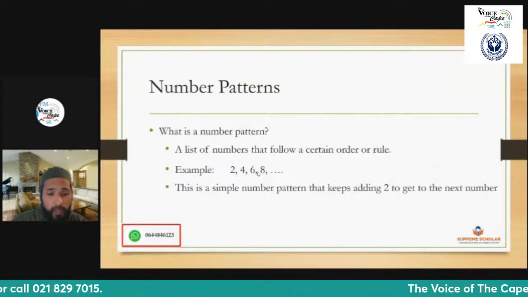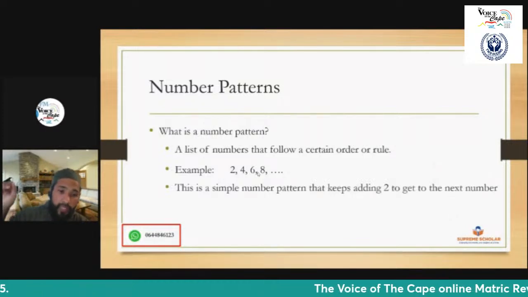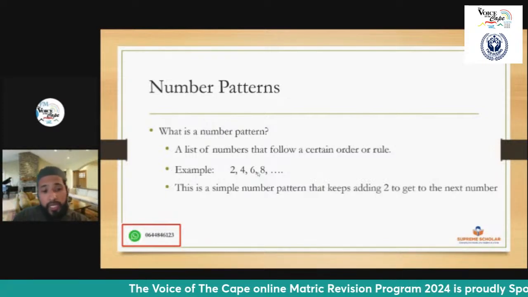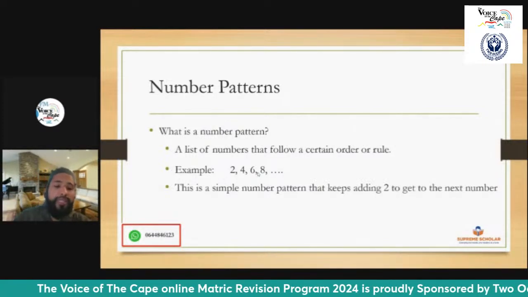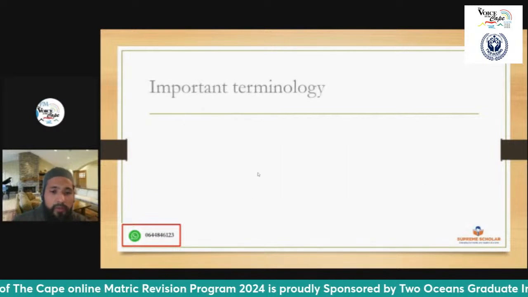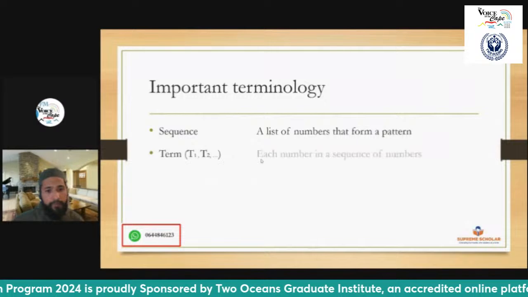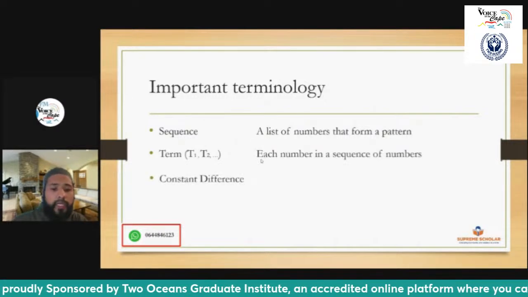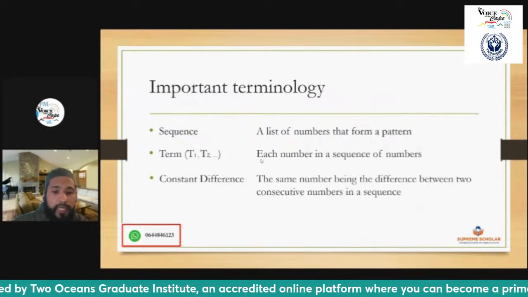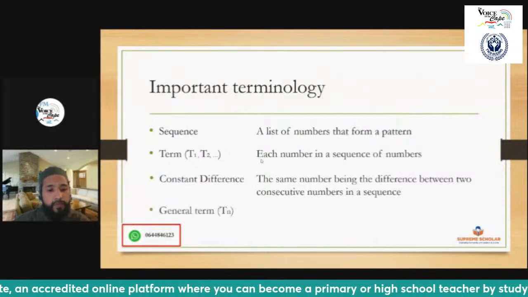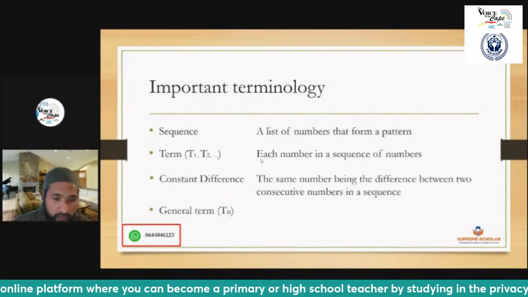When we say constant difference, we simply mean if you take the second term and subtract the first term, you're going to get a number. And if you take the third term and subtract the second term, you're going to get the exact same number. That's all we mean. Constant difference, the same difference. The same number being the difference between 2 consecutive numbers in a sequence.